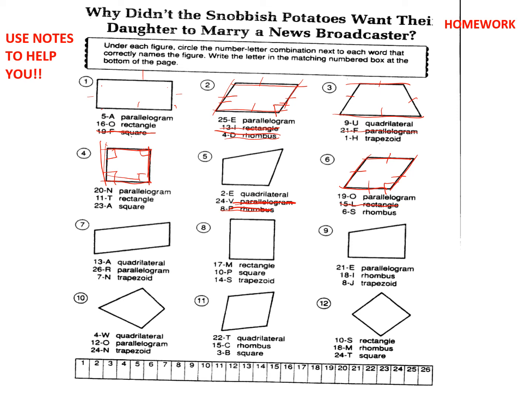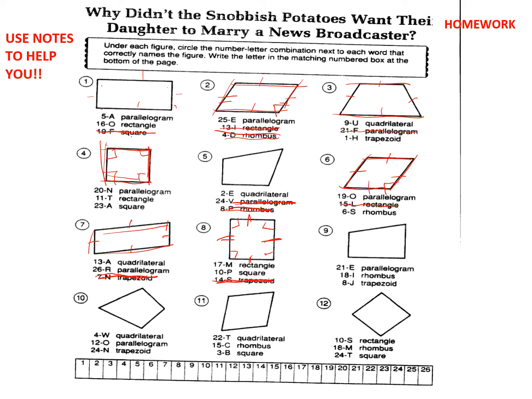Number 7, is it a quadrilateral? Yes, it has 4 sides. Is it a parallelogram? 2 pair of parallel sides. Yes. Trapezoid? No, it only has 1 pair. It just has 2 pair, not 1 pair of parallel sides. Number 8, is it a rectangle? Yeah, it's got opposite sides are congruent and parallel. It has 4 right angles. Is it a square? Yes, because all 4 sides are equal. Is it a trapezoid? No, because it has 2 pair of parallel sides.